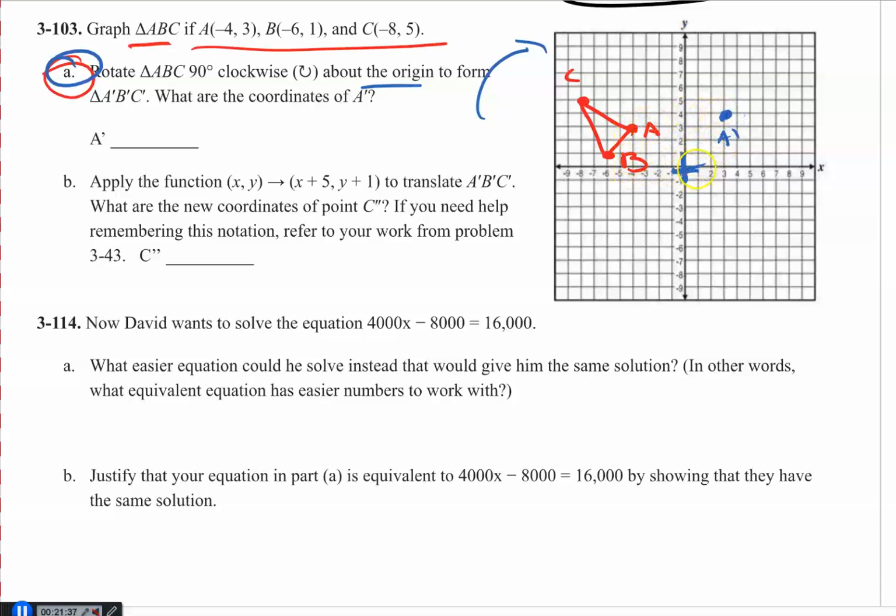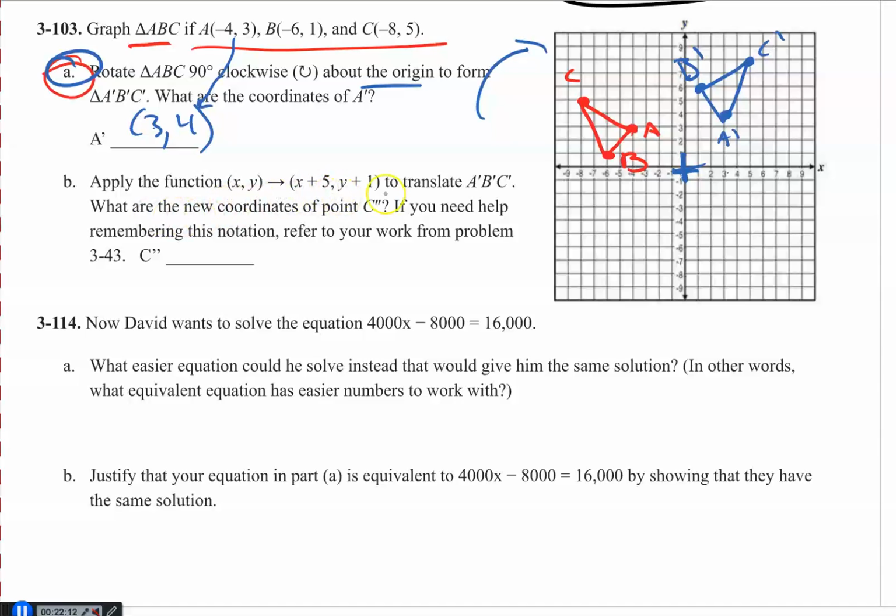Here's A prime. Here's B prime. And here's C prime. Alright, A prime, that's what it wants. The coordinates of A prime, that's 3, 4. So if you notice from A to A prime, the x and the y switched. And now it's positive 4 instead of negative 4.